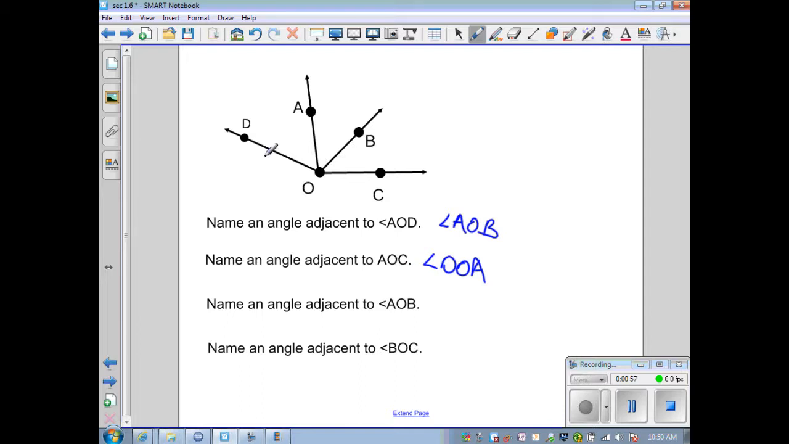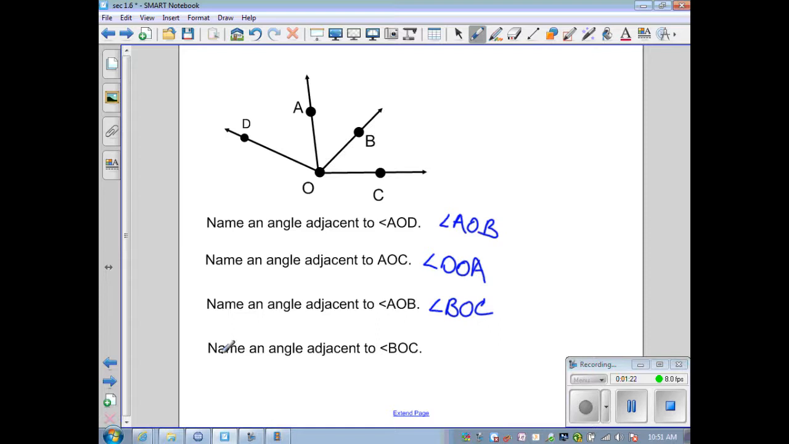Name an angle adjacent to angle AOB. Here's AOB. I can select two different angles, one on the left side and one on the right. I'm going to select the one on the right, which is angle BOC. I have a common side of OB, common vertex, and no interior points in common, and they are coplanar.